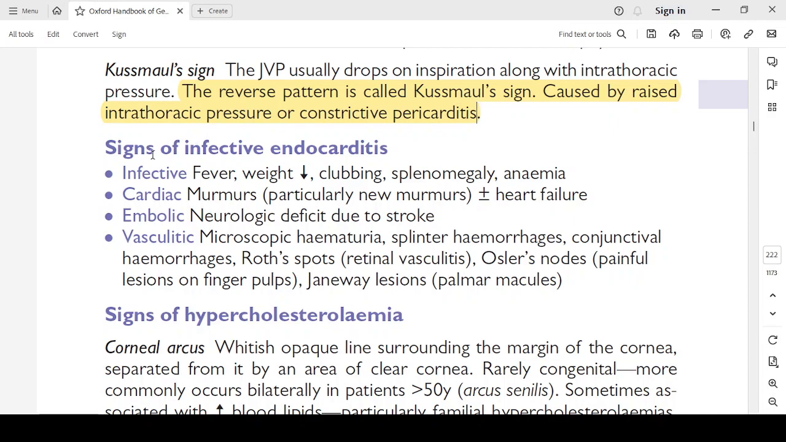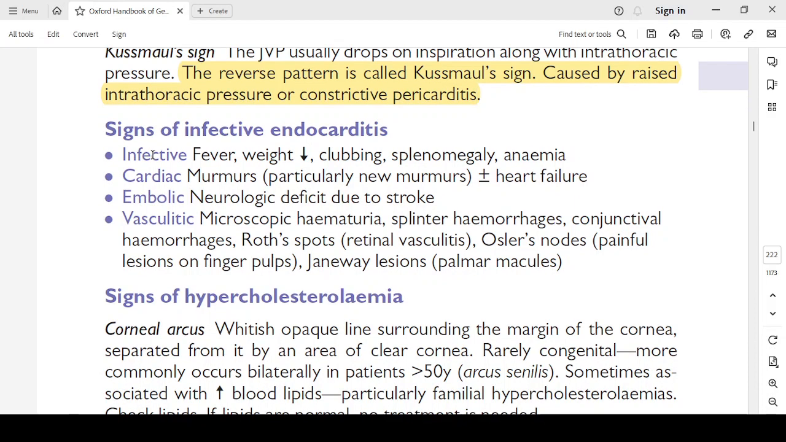Signs of infective endocarditis. Infective signs: fever, weight loss, clubbing, splenomegaly, anemia. Cardiac signs: murmurs, particularly new onset murmurs, plus heart failure. Embolic signs: neurologic deficit due to stroke.